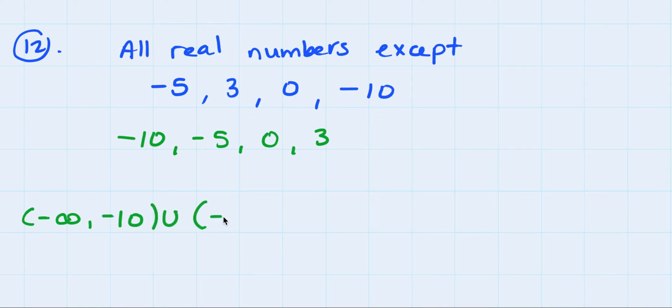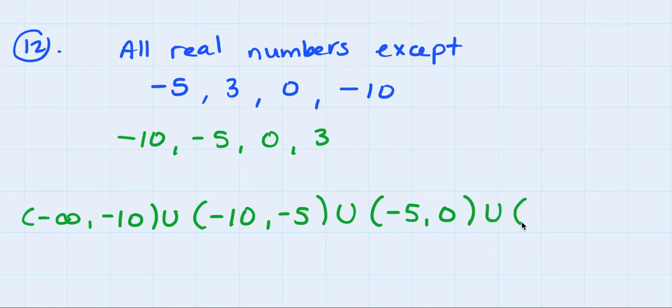Union, I go from negative 10 to negative 5. I can be any number in between those. Union, negative 5 to 0. Union, 0 to 3. Union, 3 to infinity.